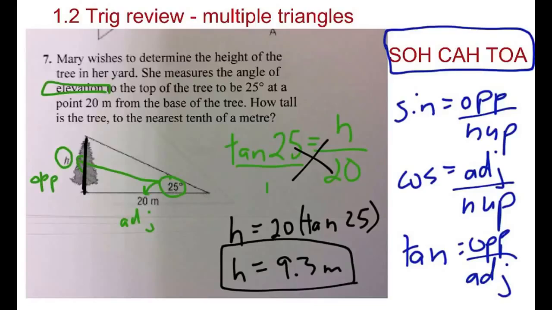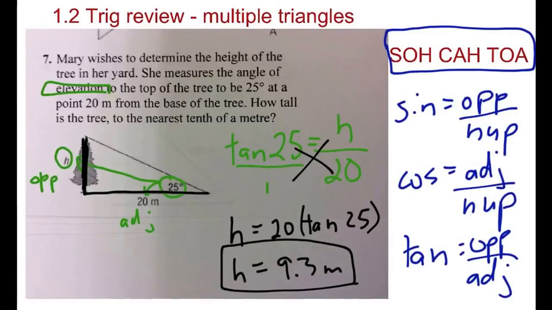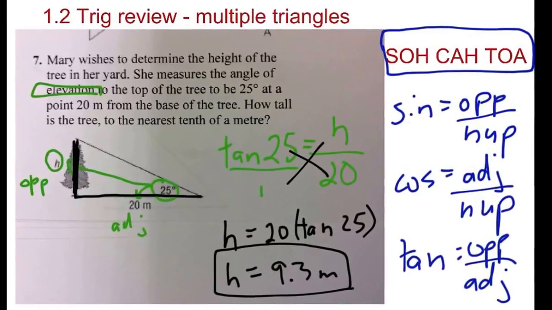And like I said yesterday, remember, always go back to your triangle to see if it makes sense. If our distance here was 20, does it make sense if that side's 9.3? Yeah, looks good. So that's a good answer.